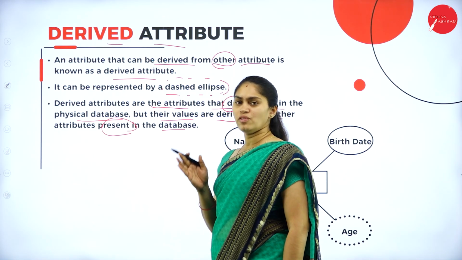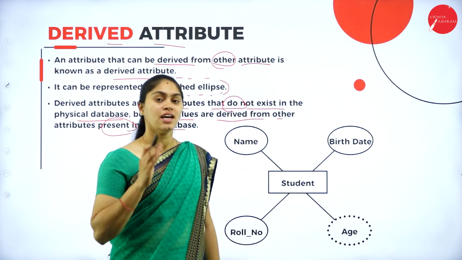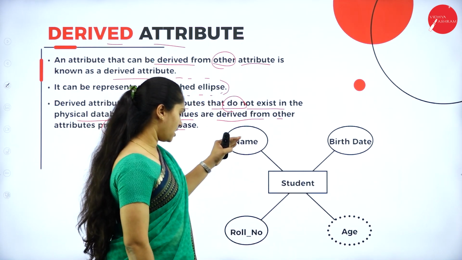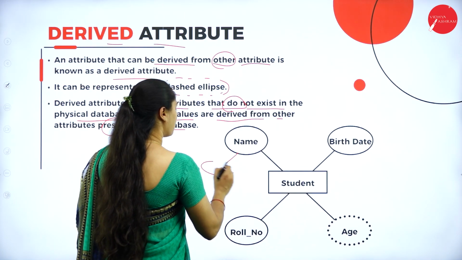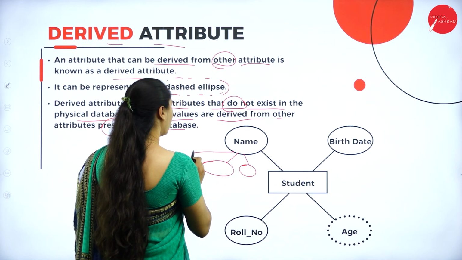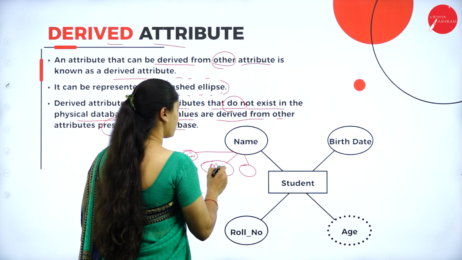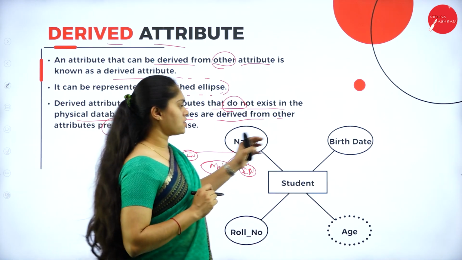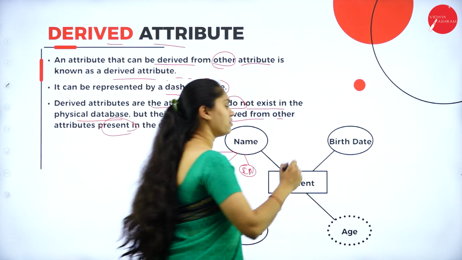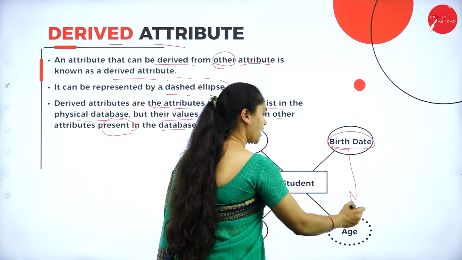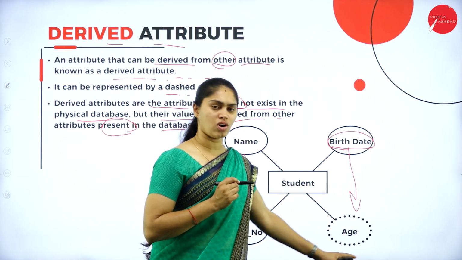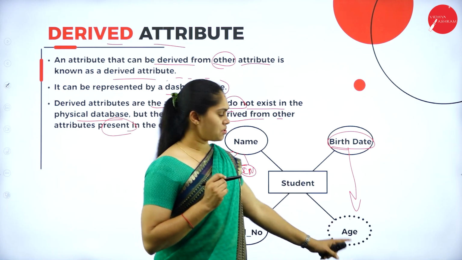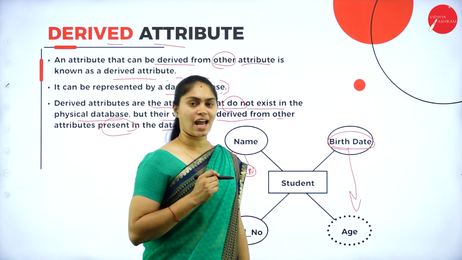So with the help of other attributes which are present in a database, we are finding the value of this derived attribute. If you see the example here, student has a name, and if it is a name, again we can classify it as a composite attribute like first name, middle name as well as last name. Okay, in that way we can specify. And also we have a birth date or a date of birth here. With the help of this date of birth value, I can find out this age. So age is in what? Dashed ellipse. So that is going to be represented as a dashed ellipse. Then we call that kind of attribute a derived attribute.